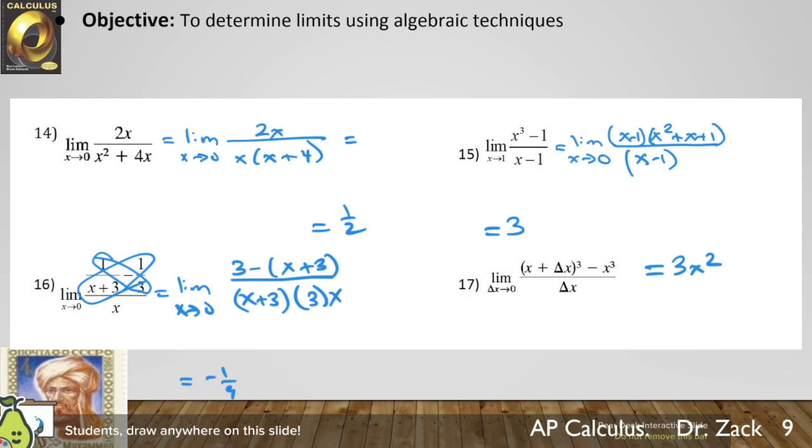Question number 14 was a factoring problem, so make certain you are awesome at factoring. For 15, you either had to factor or use long division, whichever way you prefer. For 16, you had to find the least common denominator in order to solve it. And for question 17, you're going to have to multiply the quantity x plus delta x cubed to eventually come up with your answer.